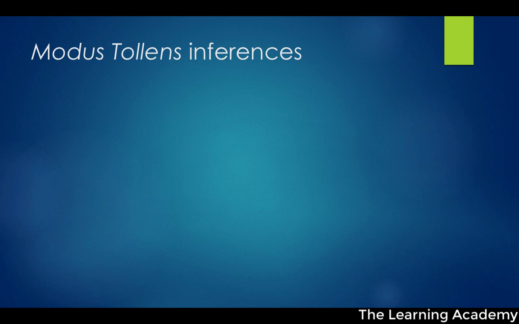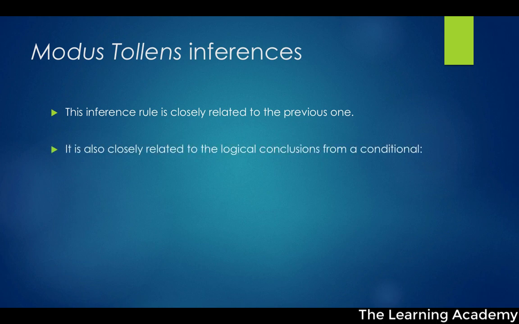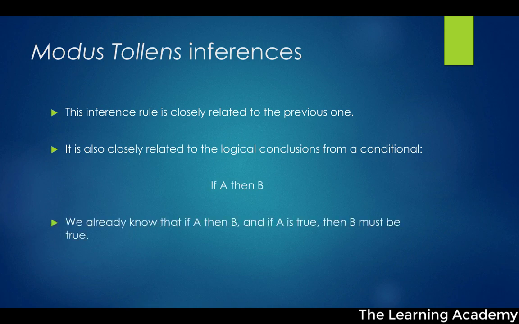By contrast, we also have what are called modus tollens inferences, and you can probably work out just from the language of both of these different arguments that this one is closely related to the previous one. It's also closely related to the idea of a conditional, again, the if A then B. So we already know that if A then B, and if A is true, then B must be true. So this is really how we define a conditional.